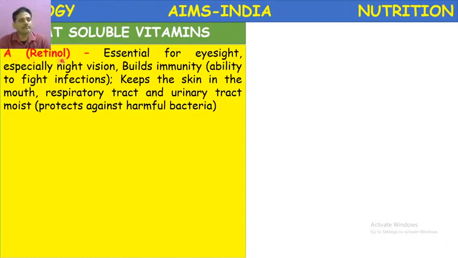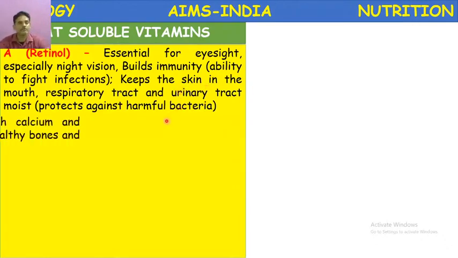Vitamin A, retinol. The chemical name of vitamin A is retinol. It is essential for eyesight, especially night vision is under the control of this vitamin. Okay, it builds immunity or the ability to fight infections, and keeps the skin, the mouth, respiratory tract and urinary tract moist, and protects against harmful bacteria. So vitamin A, very important vitamin.